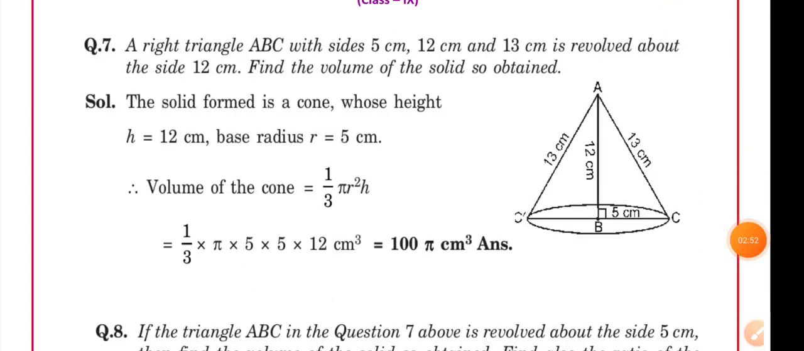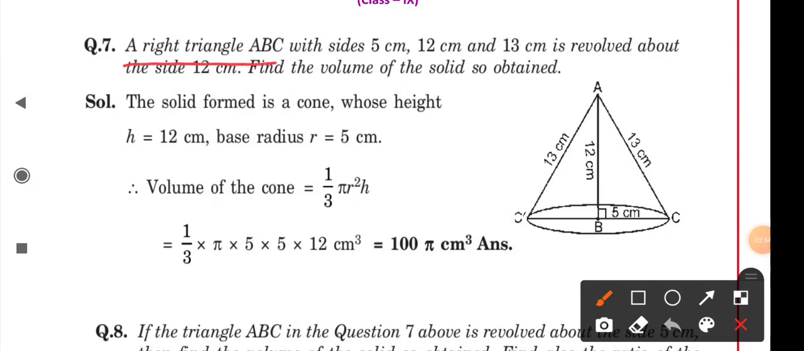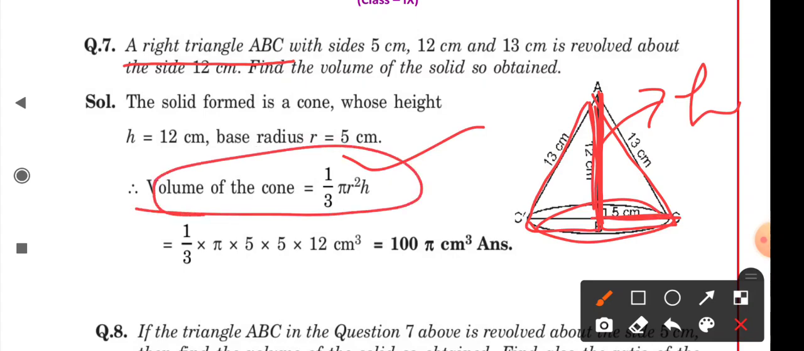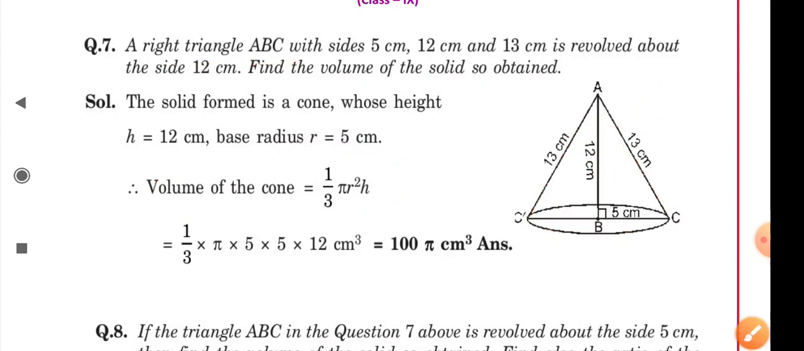Now see in the next question you can see a right triangle ABC, and you are revolving it around the 12 centimeter side. That means 12 centimeter will be the height and you are rotating it like that. So you will get a cone and the radius of the cone will be 5 centimeter here. So now again you can find out the volume. Volume is 1 upon 3 pi r square h. R and h are with you.